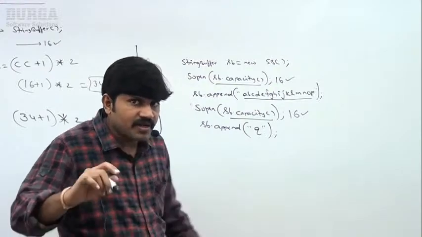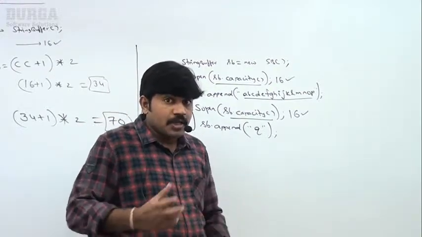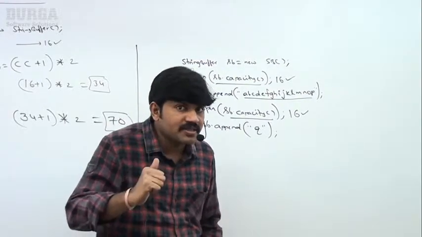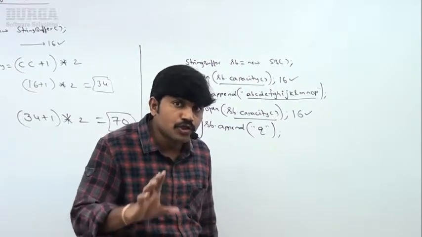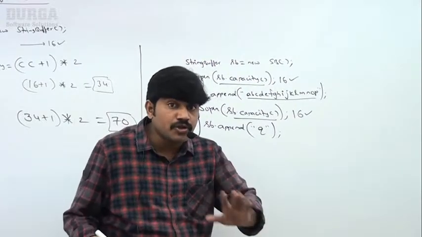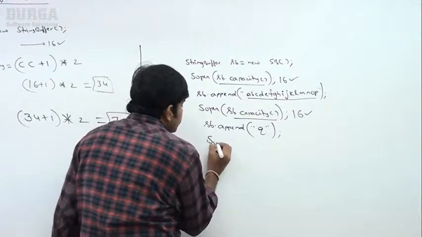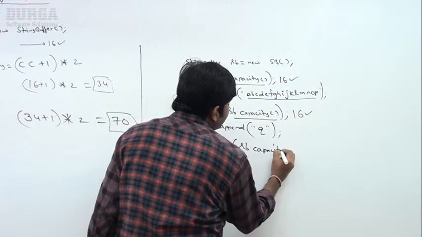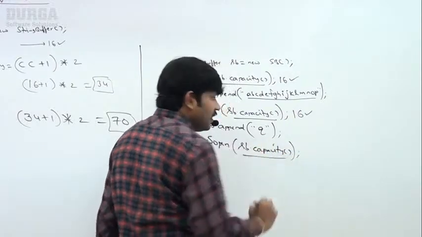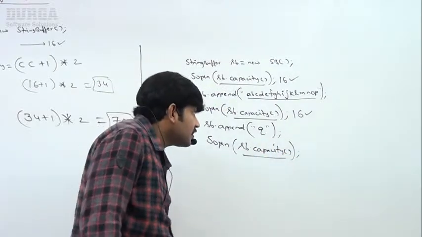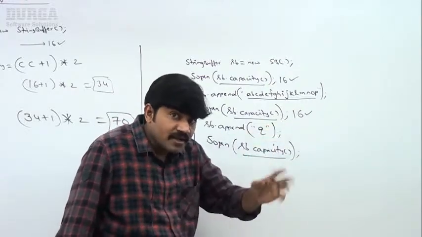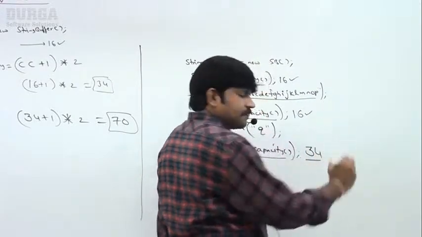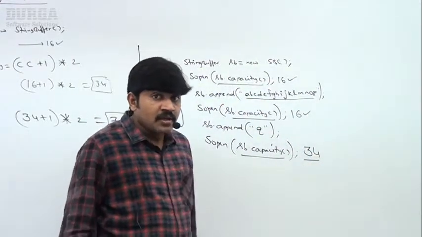Whenever a StringBuffer reaches its max capacity, a bigger StringBuffer object will be created internally with what capacity, sir? Current capacity plus 1 into 2. Now System.out.println(sb.capacity()). If I take it like this, what is the answer, sir? 16 plus 1 into 2. Its value is 34. Remember that its value is 34.